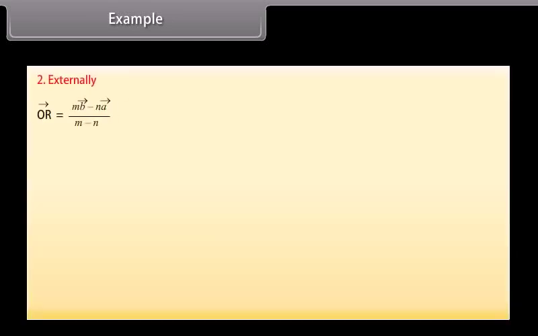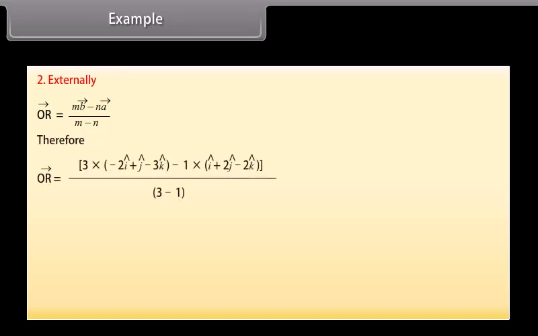Externally, vector OR is equal to (m vector B minus n vector A) by (m minus n). Therefore, vector OR is equal to (3 into (minus 2 cap i plus cap j minus 3 cap k) minus 1 into (cap i plus 2 cap j minus 2 cap k)) by (3 minus 1) equals (minus 7 cap i plus cap j minus 7 cap k) by 2 equals minus 7 cap i by 2 plus cap j by 2 minus 7 cap k by 2.